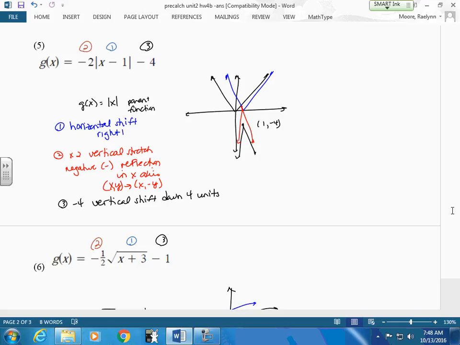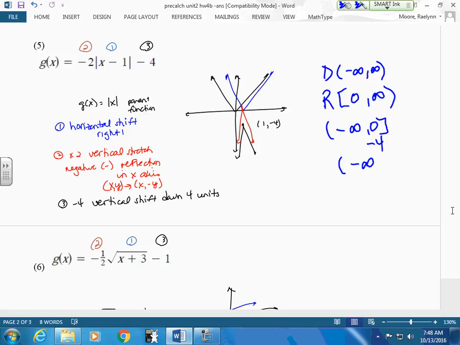If we did domain and range for this, originally your domain is all real numbers. So is your domain going to be affected at all? No. Originally your range is 0 to infinity. Which 2 things are going to affect your range? Reflection. And then, good. You guys are good.